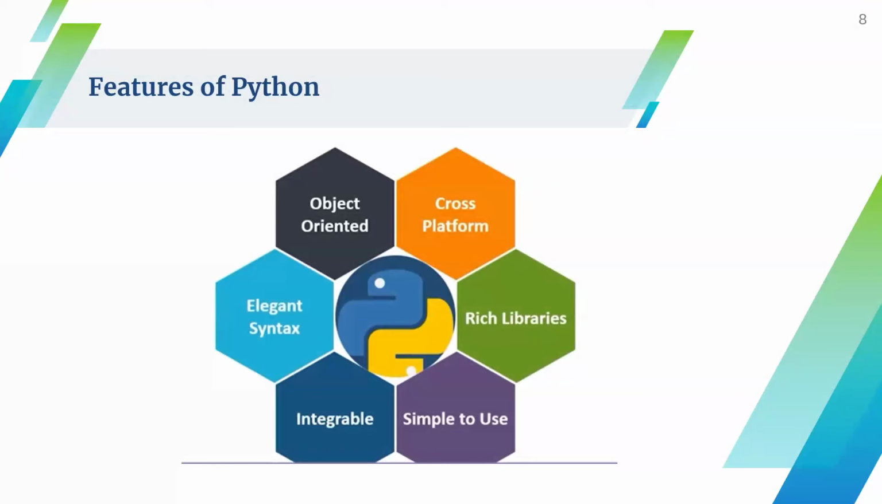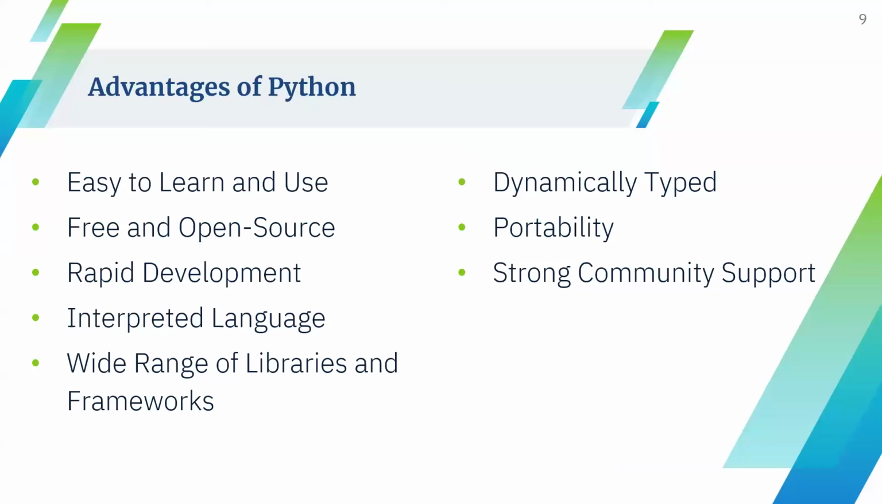What are the features of Python? It is object-oriented, cross-platform, rich in libraries, and simple to use. It is integratable; I can integrate with other languages. The syntax is very elegant and simple. So here we use object-oriented principles, I can use it cross-platform, it has rich libraries and APIs, it is simple to use, I can integrate with other languages, and it has an elegant syntax. These are the features of Python.